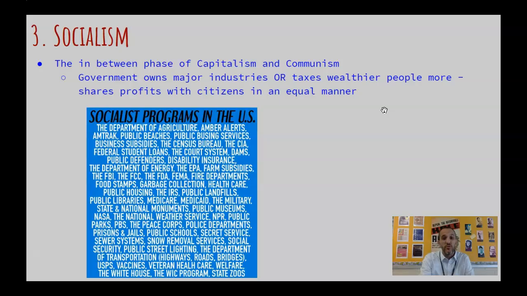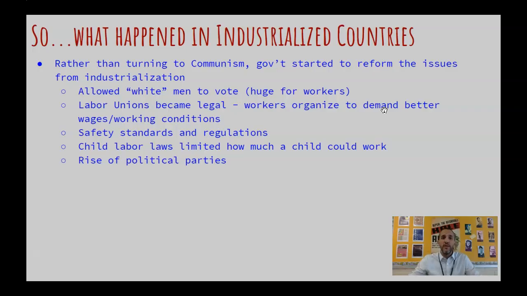There's a whole list here of socialist programs in the United States. Feel free to pause it, but it's extensive. So we are not truly in the United States a capitalist economy, and I just want to make that clear, that there is an element of socialism here. So what happens? In industrialized countries, which are very laissez-faire in the 1750s through the 1900s, very few people, instead of turning to communism, most governments start to reform stuff to avoid people turning to communism and to keep this economic system in place.